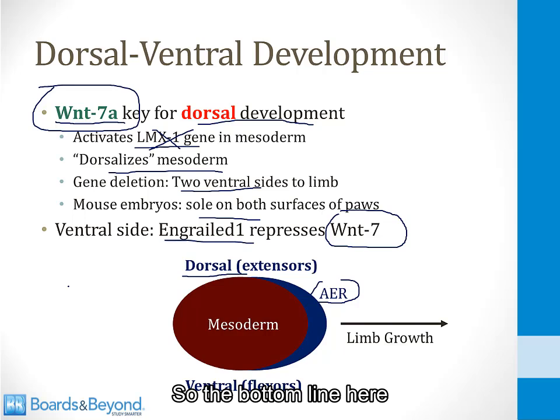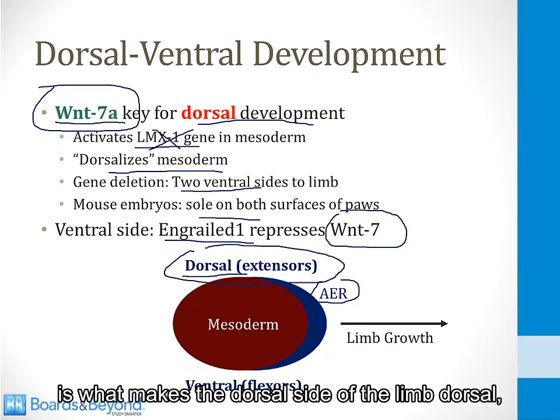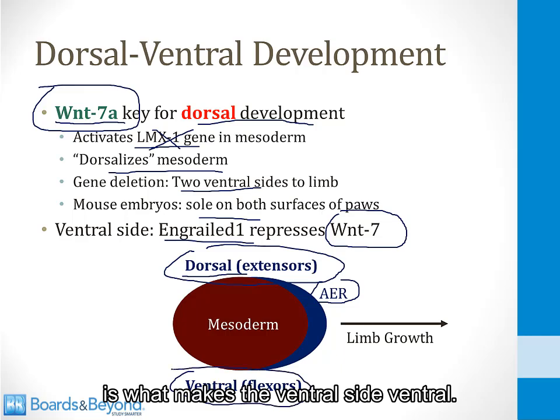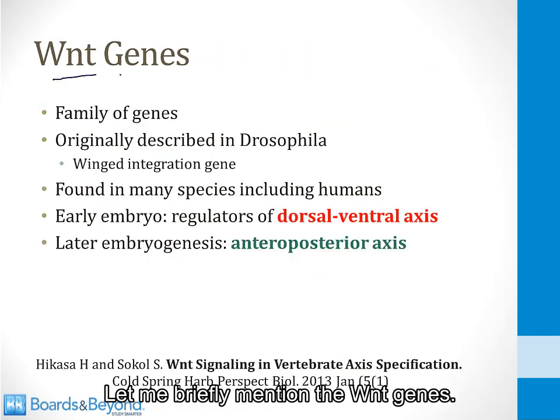So the bottom line here is that the WNT7A gene is what makes the dorsal side of the limb dorsal. Absence of WNT7A activity is what makes the ventral side ventral. Let me briefly mention the WNT genes.